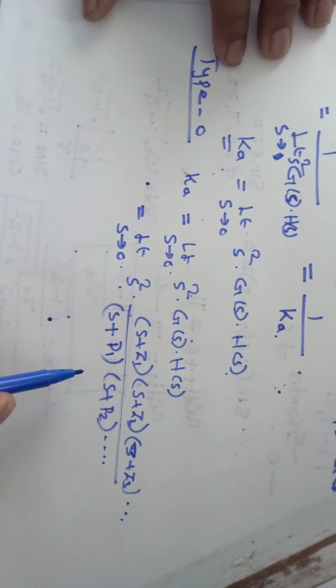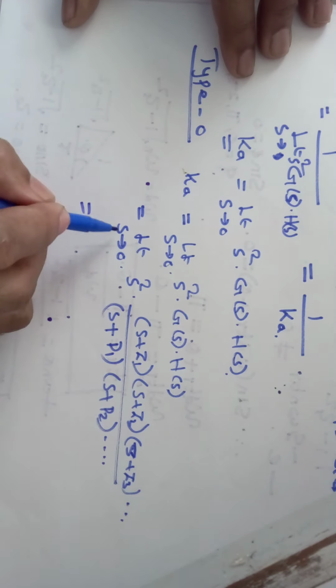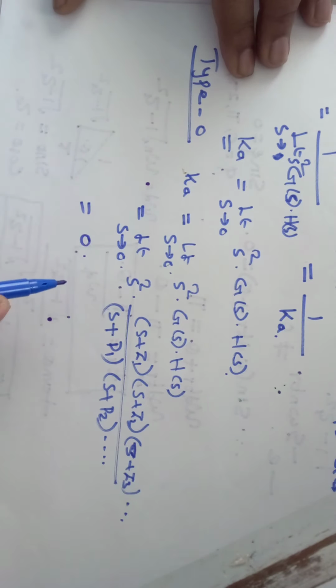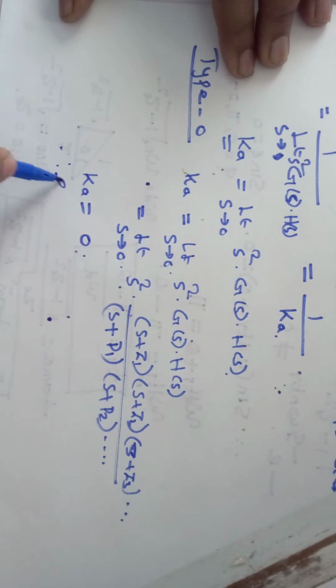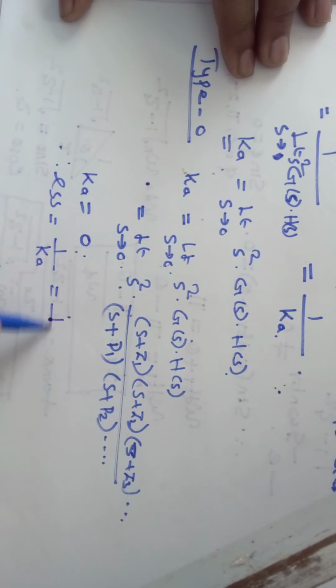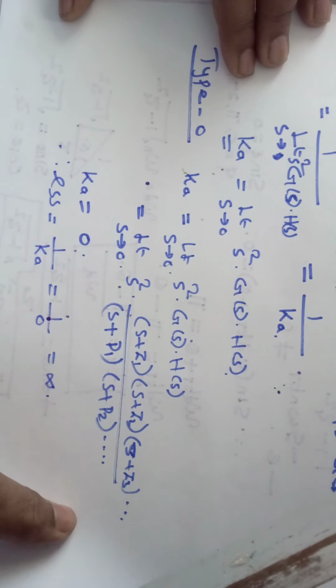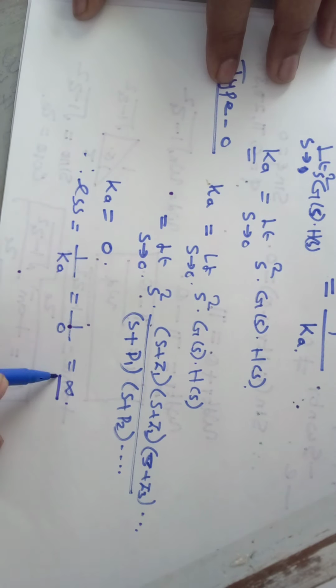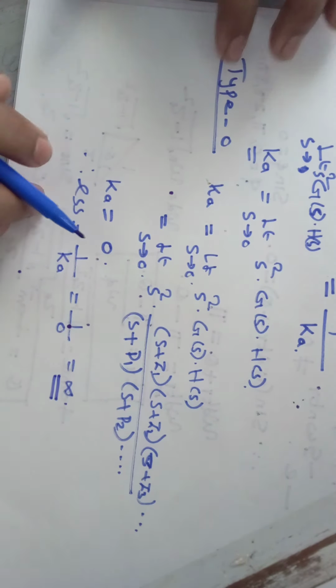Once you substitute s equal to 0, the numerator will be equal to 0, therefore the entire quantity will be equal to 0, so that you will get Ka is equal to 0, and therefore your steady state error ESS is equal to 1 by Ka, which is nothing but 1 by 0, which is equal to infinity. Therefore for a type 0 system, for unit parabolic input, your steady state error is infinity, right? For a type 1 system, let us see the same steady state error.